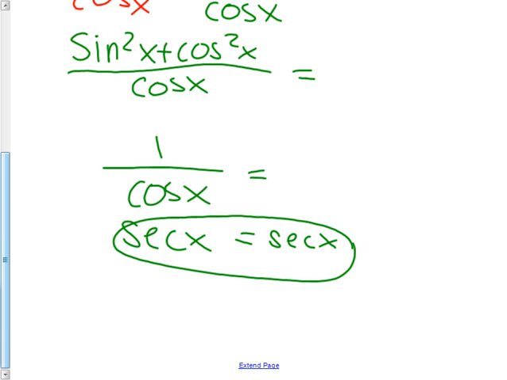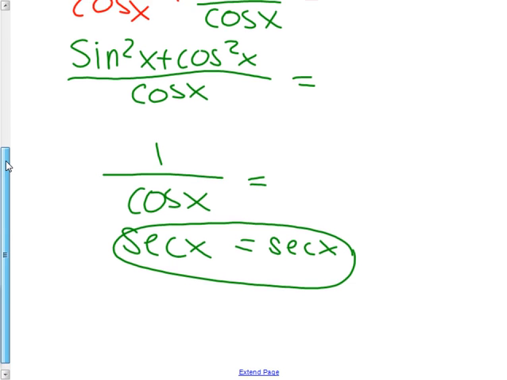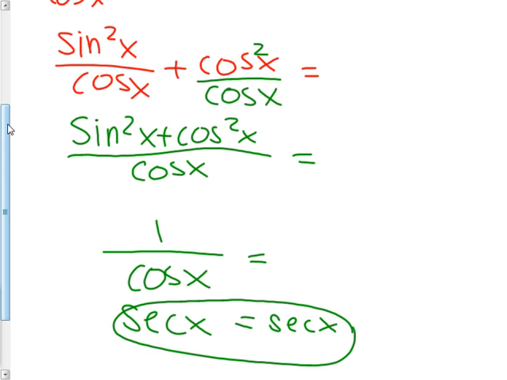So, that's the last questions. Yes. So, in the red is what we had, but we needed a common denominator to add the top. So, I multiplied the bottom and the top by cosine.